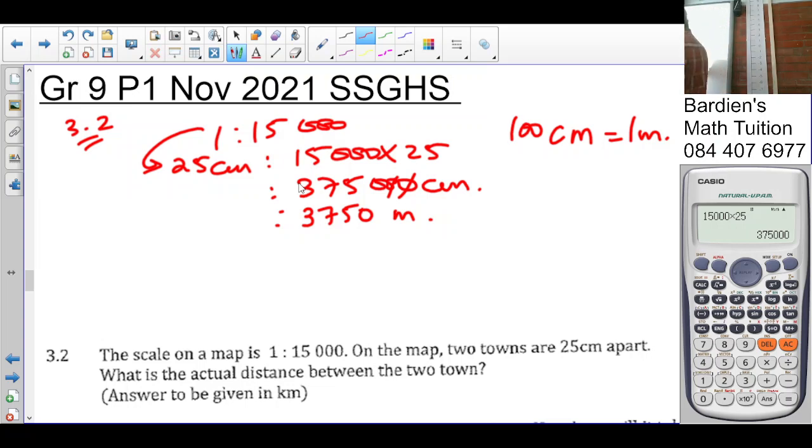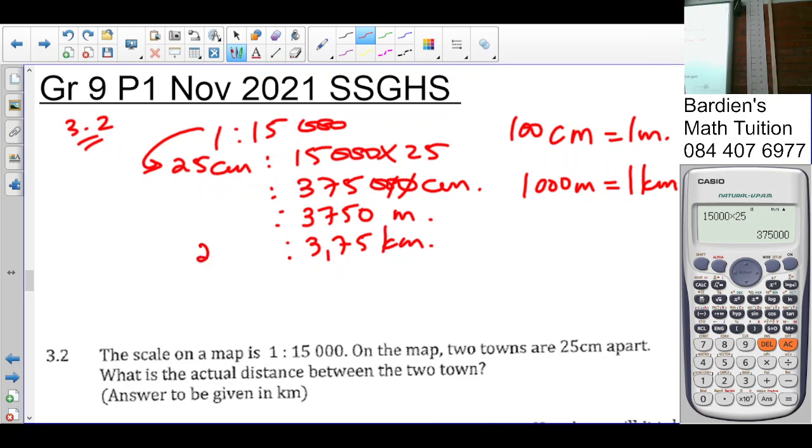And then I'm going to convert that to kilometers. We know there's 1,000 meters equals 1 kilometer. So divide that by 1,000, I get 3.75 kilometers. That equals 25 centimeters on the map. Gone straight, no problem. If you know that 100,000 centimeters equal 1 kilometer, you can divide straight by 100,000. Okay.